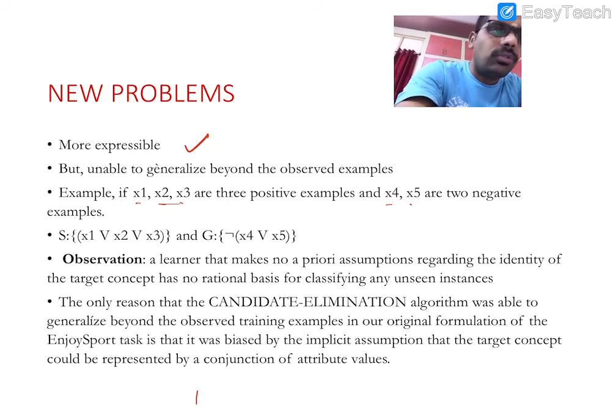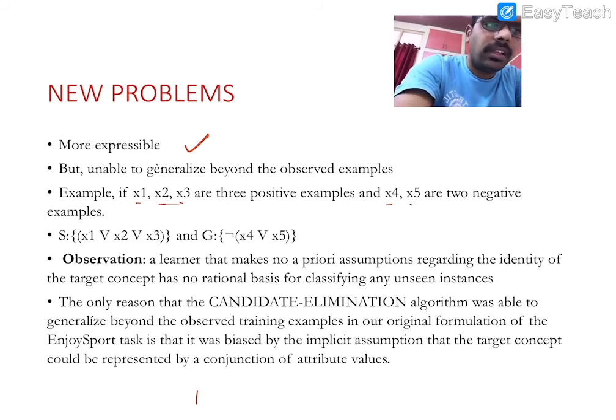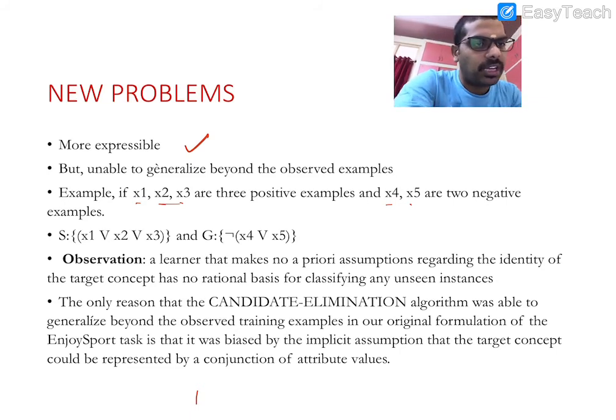A learner that makes no prior assumption regarding the identity of the target concept has no rational basis for classifying any unseen instances. The only reason the candidate elimination algorithm was able to generalize beyond the observed training examples in our original formulation of the EnjoySport task is that it was biased by the implicit assumption that the target concept could be represented by a conjunction of attribute values. So here we have to take the conjunction. Whenever we consider the conjunction of the attributes, we are able to define whatever task we are considering.